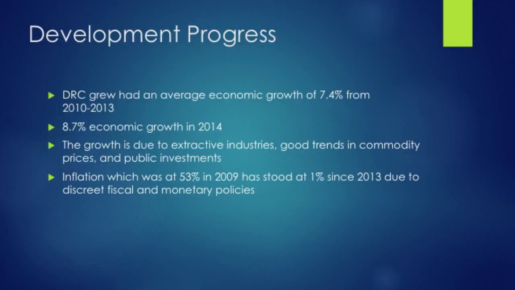Lastly, I just want to talk about the progress that the Democratic Republic of the Congo has made. The Democratic Republic of the Congo has had an economic growth of 7.4% from 2010 to 2013. Also, it's had an 8.7% economic growth in 2014. The growth is due to extractive industries, good trends in commodity prices, and public investments. Inflation, which was at an awful 53% in 2009, has stood at 1% since 2013 due to discrete fiscal and monetary policies. So although the Democratic Republic of the Congo seems to be one of the worst countries in the world, it has actually been starting to make some progress.